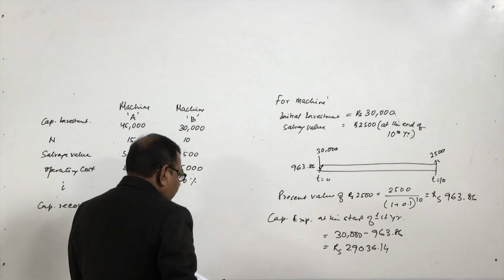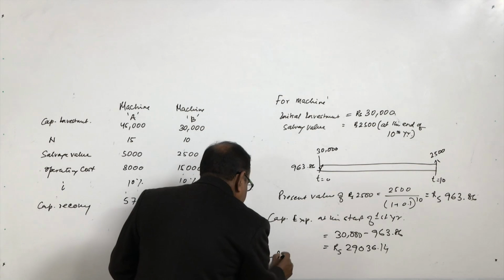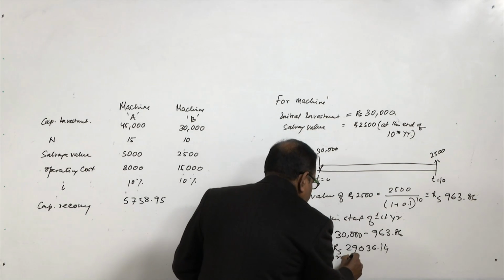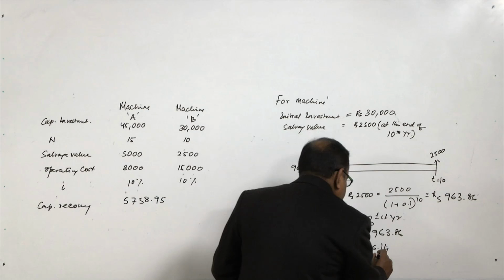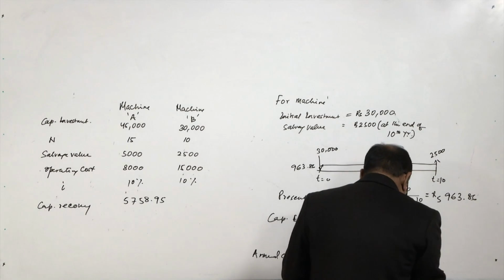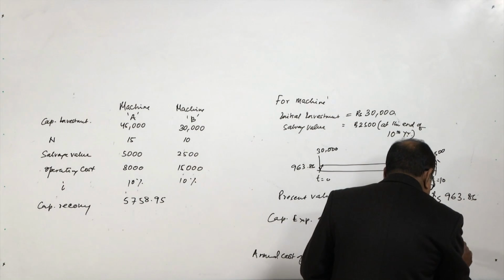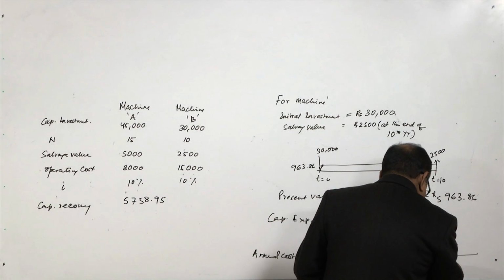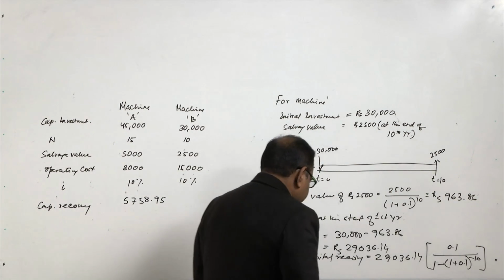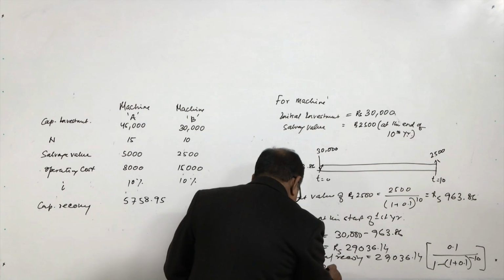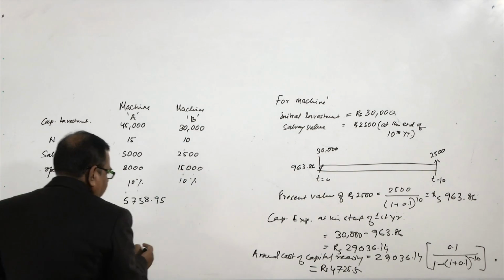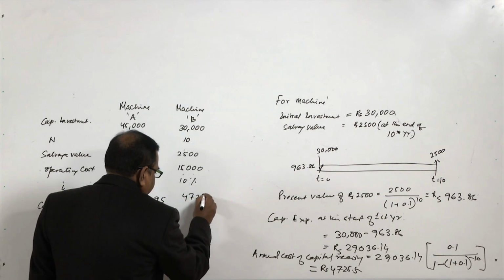Now, the annual cost of capital recovery is equal to 29036.14 into this factor, I, that is 0.1, divided by 1 minus 1 plus 0.1 to the power minus 10, and this comes out to be rupees 4725.5. So, here this becomes 4725.5.